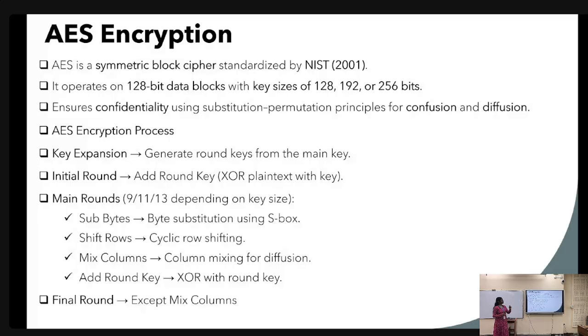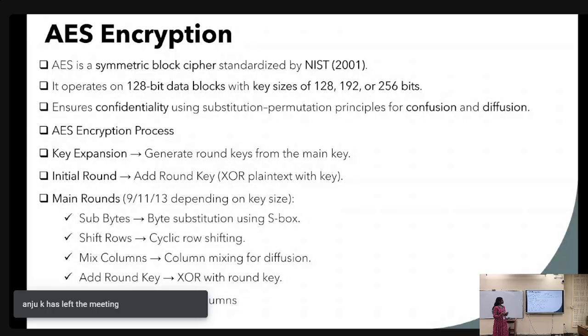First step is substitute byte. Here we have a specific matrix called the substitution box. It's a 16 cross 16 matrix. Based on the input pixel value, it will take the corresponding values in the substitution box. Then shift rows, which does a cyclic shift, and mix columns, which mixes for diffusion. Then finally it adds the round key, where the result is XORed with the round key.